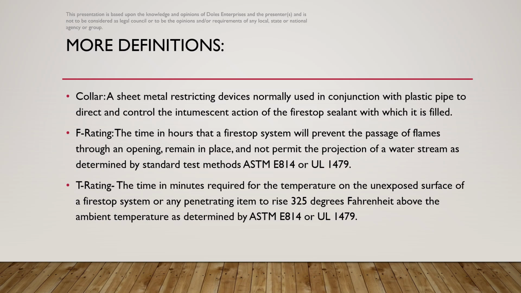So let's touch on a couple more definitions we're going to be seeing in a lot of our paperwork. The F rating is the time in hours that a fire stop system will prevent the passage of flames through an opening, remain in place, and not permit the projection of a water stream as determined by standard test method ASTM E814 or UL 1479. A T rating is the time in minutes required for the temperature on the unexposed surface of a fire stop system or any penetrating item to rise 325 degrees Fahrenheit above the ambient temperature as determined by ASTM E814 and UL 1479.